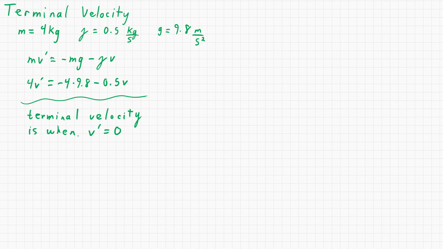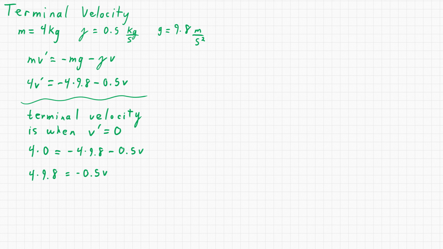So we're going to go ahead and solve for that. It's also going to help us draw the direction field. So we have 4 v prime, so it's really 4 times 0 equals, we still have negative 4 times 9.8, and we have minus 0.5 times v. The left-hand side here is just 0. So I'm going to move the 4 times 9.8 over to the left. So we get positive 4, since I moved it over, added it to both sides. So 4 times 9.8 is equal to negative 0.5 v.